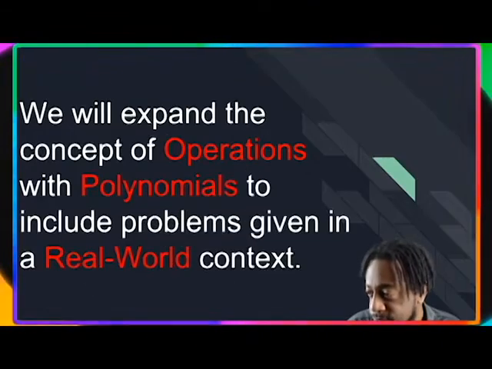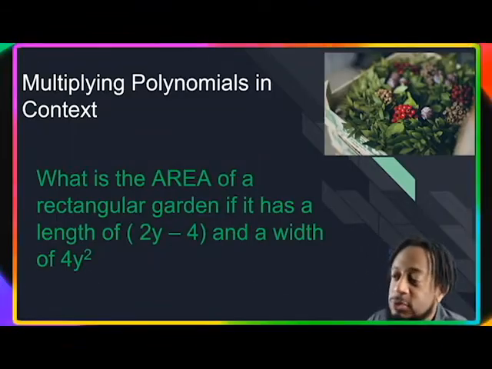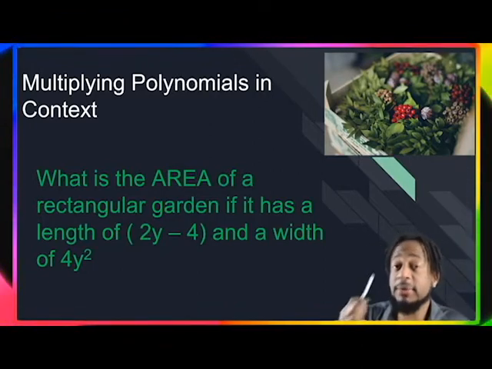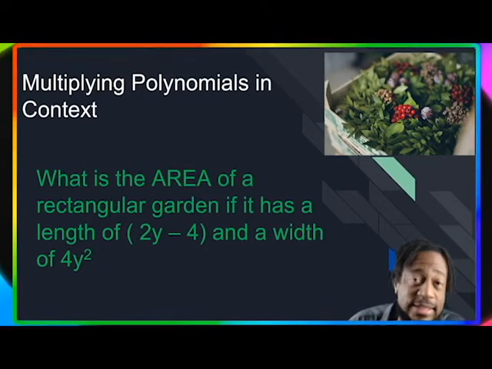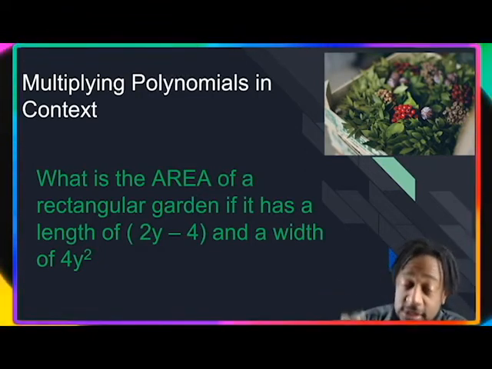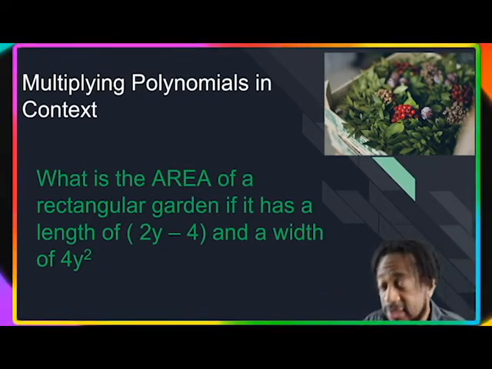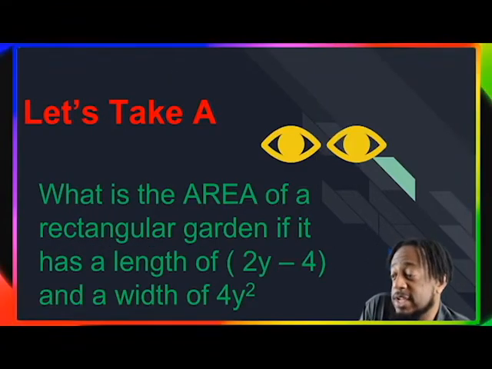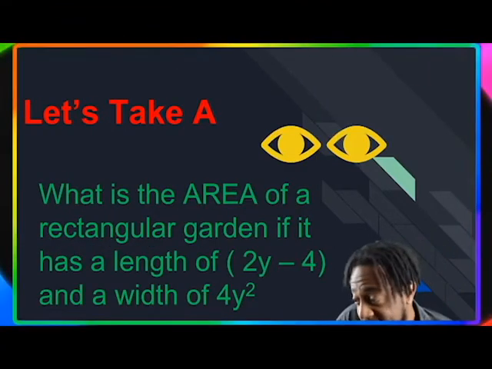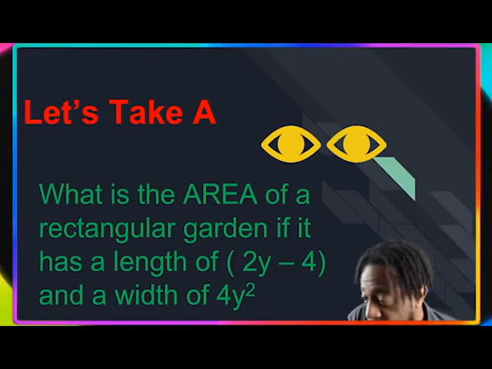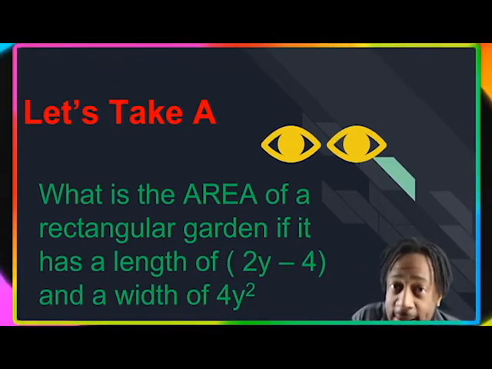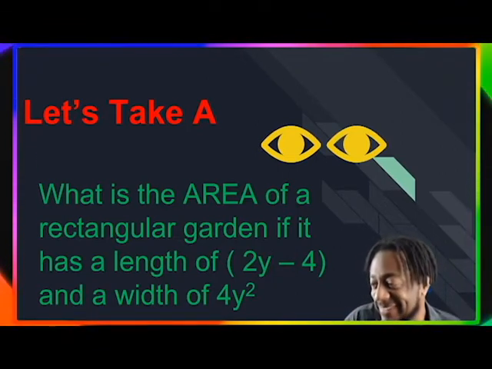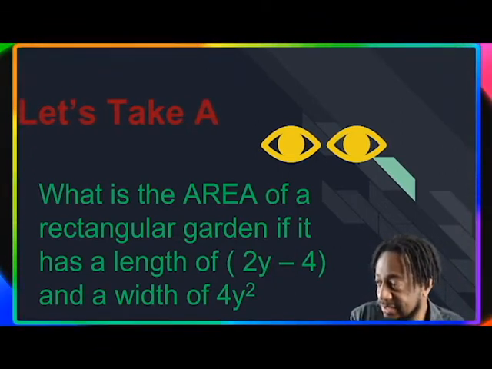Alright? Going back. Multiplying polynomials in context. What is the area? Area was a key word. Remember, we already did area. Area is length times what? Width. All right, length times width. Let's take a look. What's the area of the rectangular garden if it has a length of 2y minus 4 and a width of 4y squared? Okay, let's take a look.